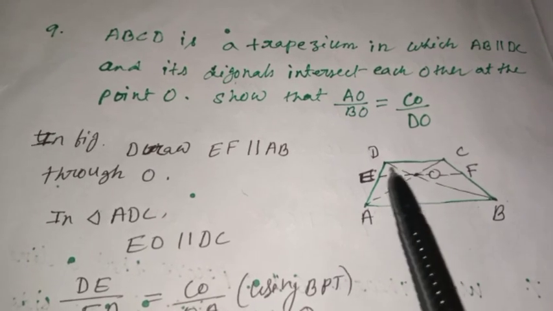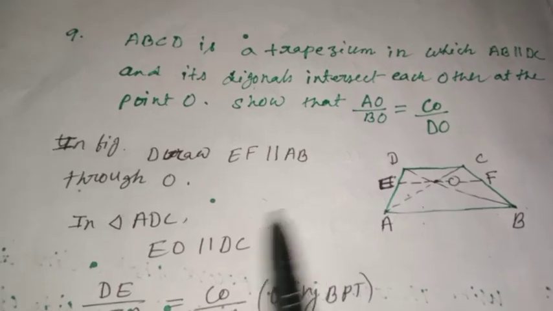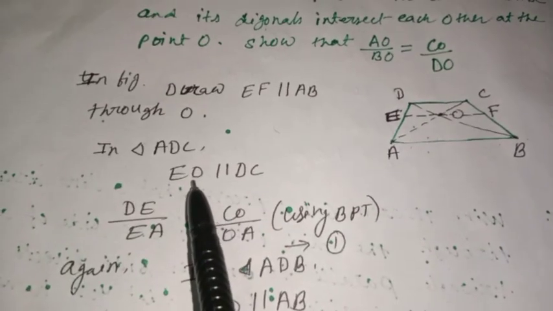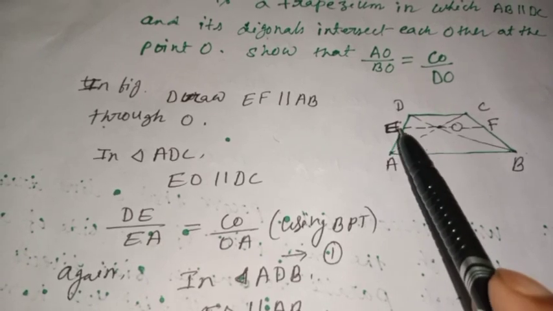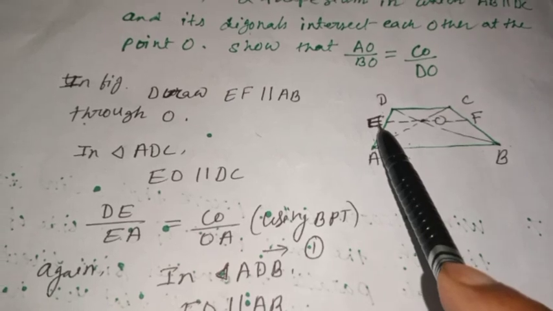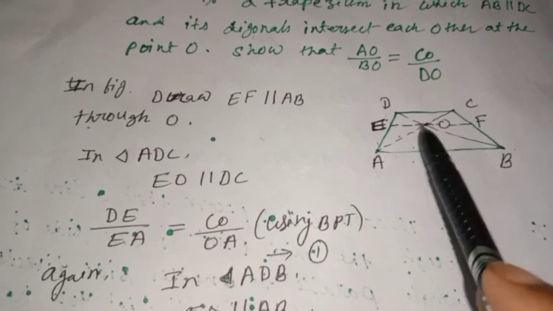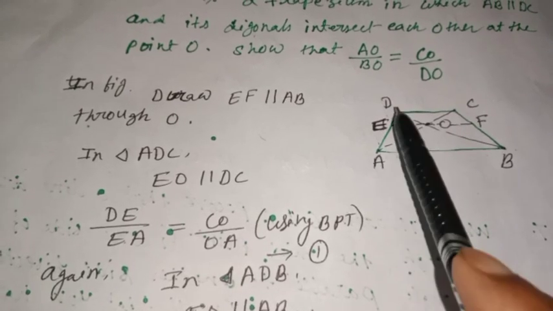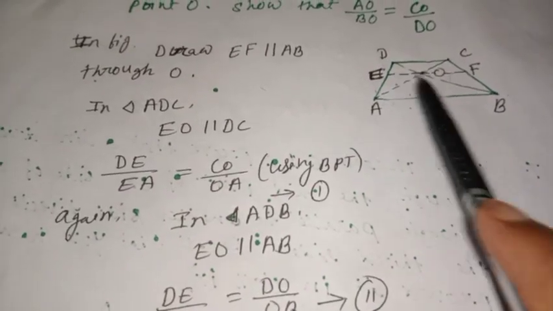If AB is parallel to DC, then EO is a part of this EF or not? So EO is also parallel to DC. So I have written here EO parallel to DC. If EO is parallel to DC, you can use BPT. Using BPT, what can you write? EA by ED is equal to what? Sorry, ED by EA is equal to CO by OA. Clear?